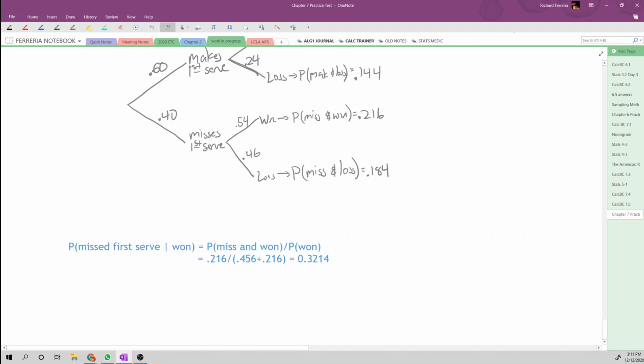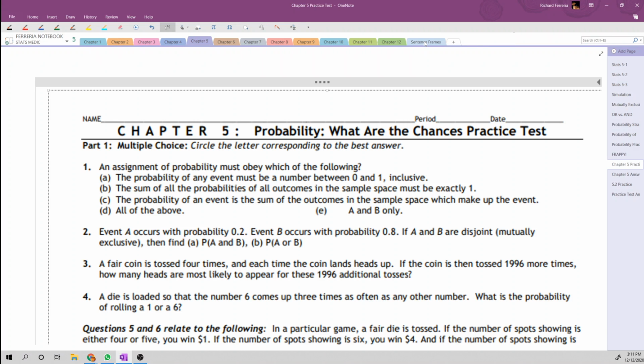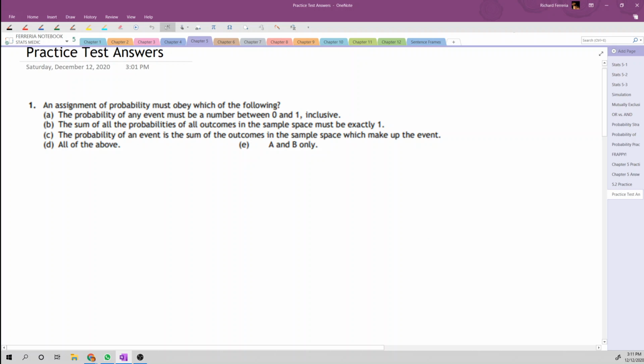Hey everyone, we're here to look at your practice test for AP Statistics chapter 5. So we're going to go over about 4 of the answers here today, numbers 1 through 4. So the first one is, the assignment of probabilities must obey which of the following. So we're going to go through each one of these and talk about true and false here.